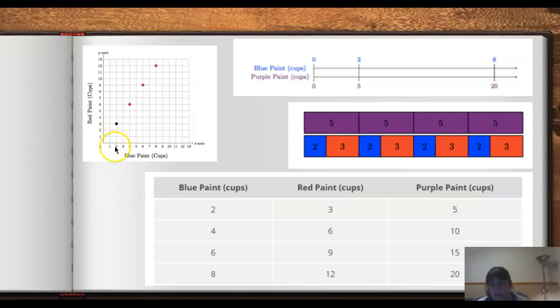In our graph here, we graph blue paint versus red paint. So for 2 cups of blue paint, we have 3 cups of red paint. And if we keep going, then we're at 4 and 6. We're at 6 and 9. And then we're at 8 and 12. And notice that this makes a nice straight line, which eventually, when students look at graphing, they can realize that this line has a slope to it, right? And that this slope helps kids also think about proportions.